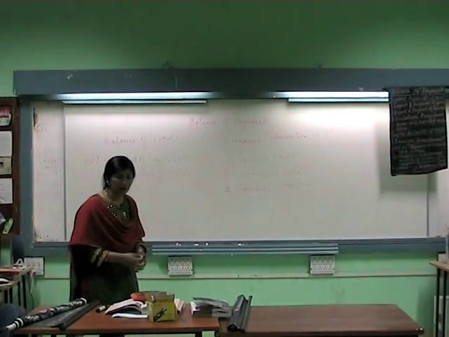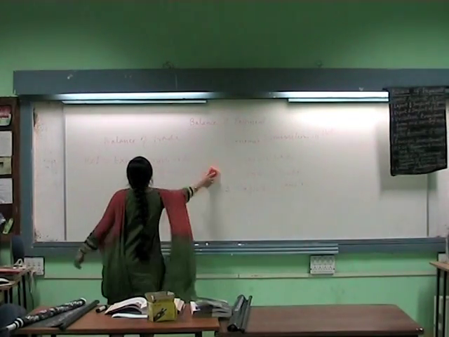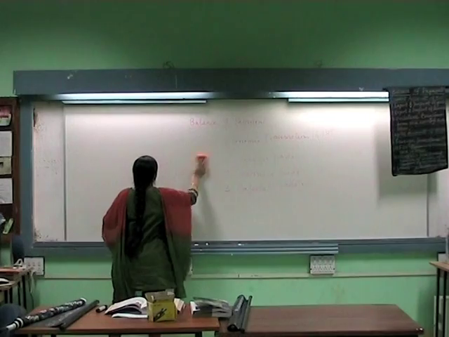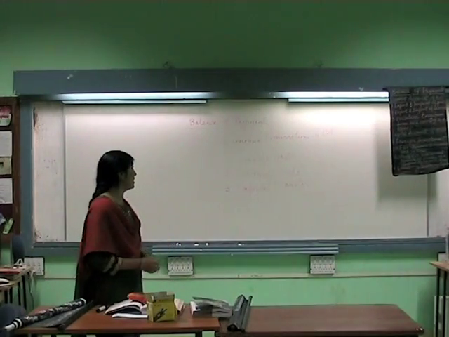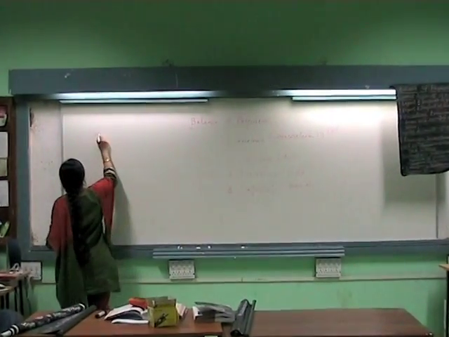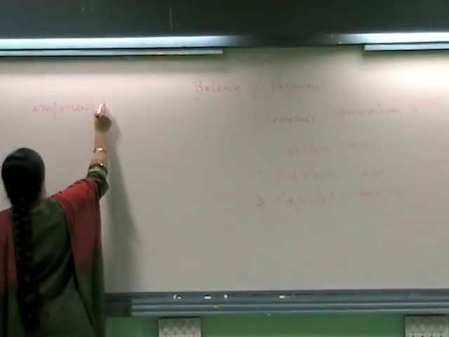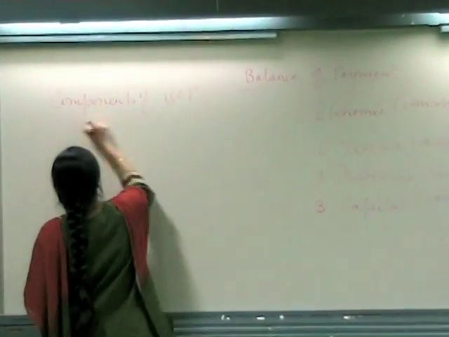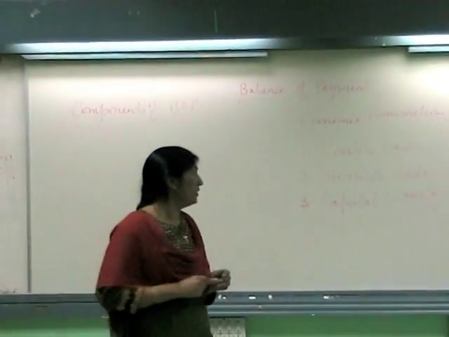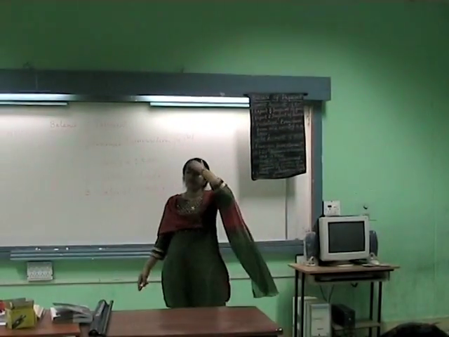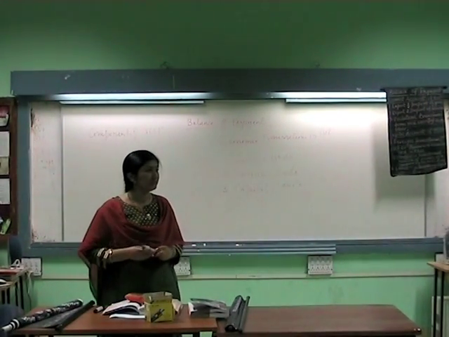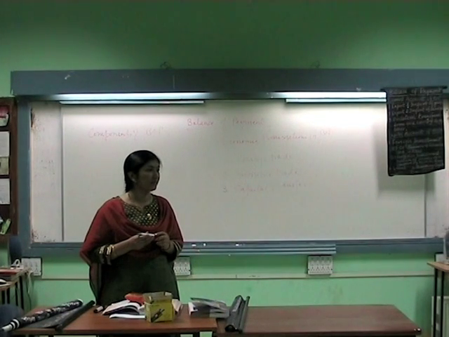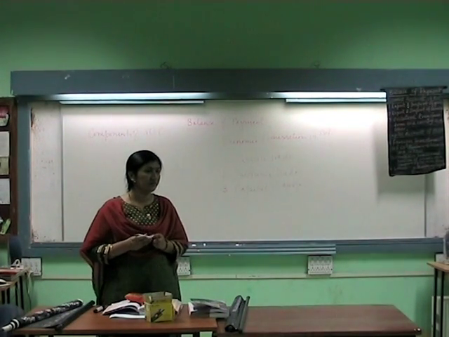Okay, now we come to the components of balance of payment. The components of balance of payment are divided into two. The first one is current account, and the other one is capital account of balance of payment. Now current account. What is the meaning of current account? It records imports and exports of goods.